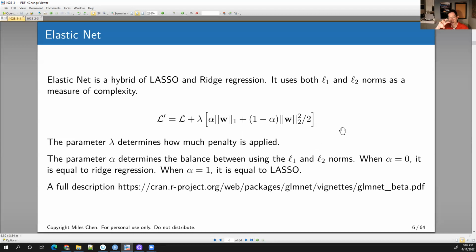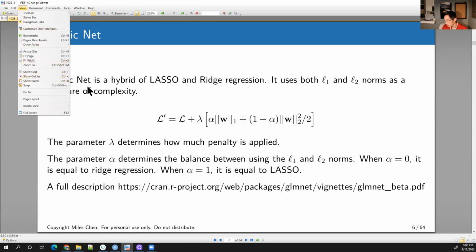You can imagine some kind of knob where it's like, do you want to be more like ridge regression or more like LASSO? And that's pretty much what we have here. And that's ElasticNet. And this is implemented in R in this package called GLMNet. GLMNet implements ElasticNet.